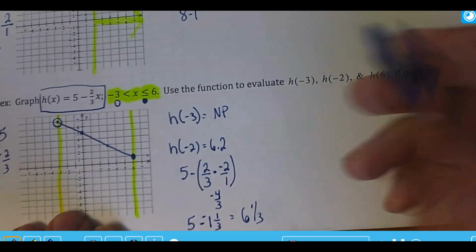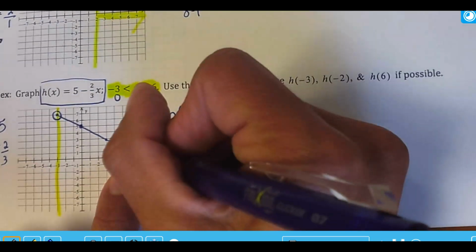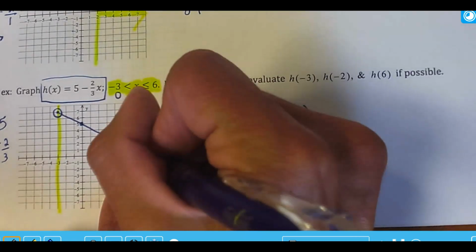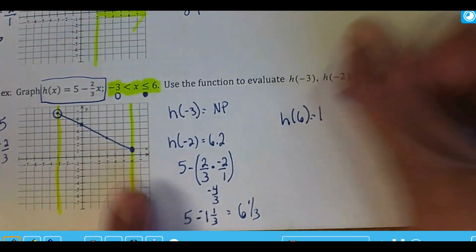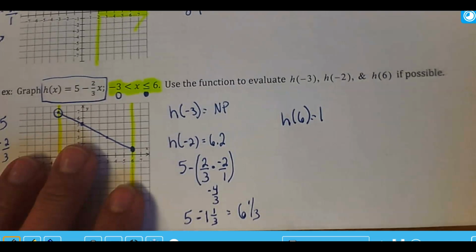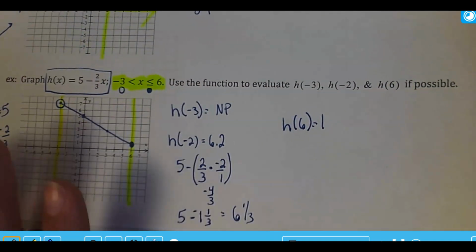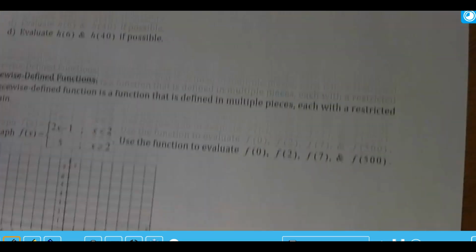All right, h of 6, let's see, is that possible? Yes, because that is a closed dot, and if x is 6, then my y value is 1. All right, so that's with just graphing domain restrictions. So from there, let's take a look at some of these word problems.